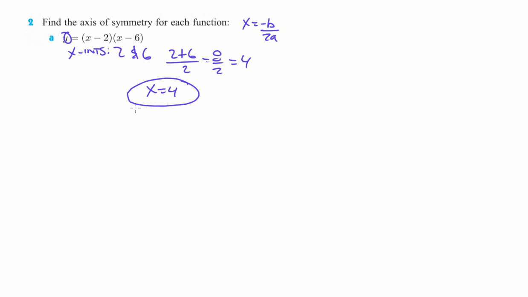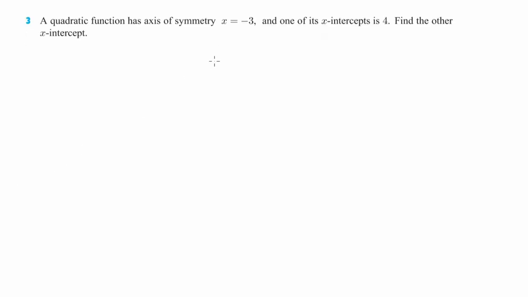Okay? All right. Number 3, a quadratic function has axis of symmetry at x equals negative 3. One of the x-intercepts is 4. Find the other x-intercept. You do not have to draw this, but I feel like drawing this is just going to make this a much easier problem to do. So here's our axis of symmetry at x equals negative 3. One of the x-intercepts is at 4. Where's the other one going to be?